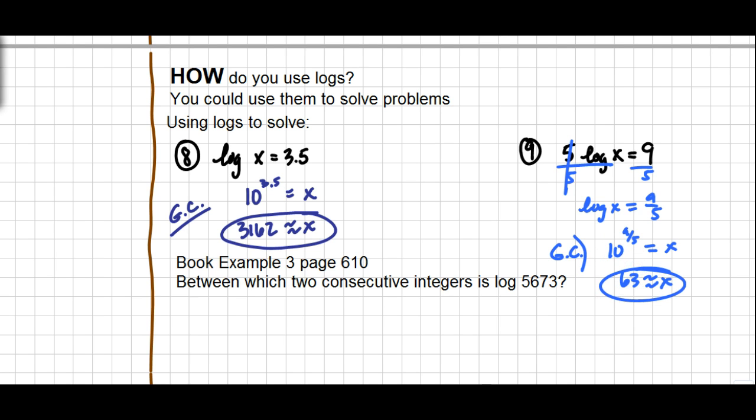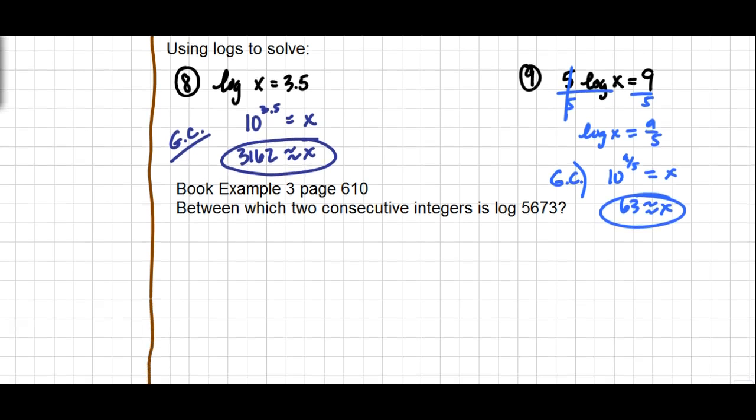Another type of problem you might run into is one like book example 3 from page 610. They ask you to find two consecutive integers, integers meaning in a row or right next to each other, that work with log of 5673. So we want 5673 to be in between the numbers that we're working with. We're not going to be able to answer it exactly, but we're going to be able to get a range of numbers. That's why they want us to give two answers.